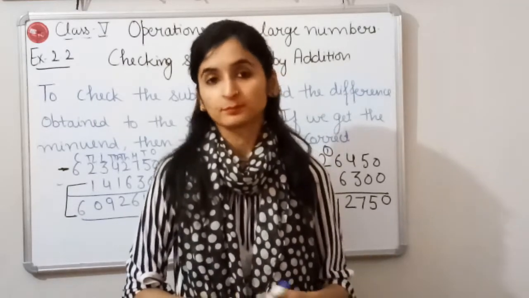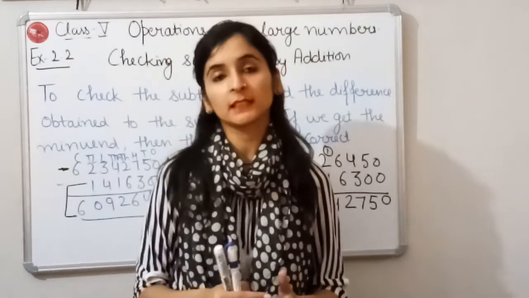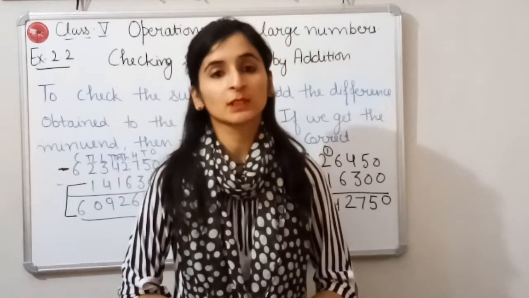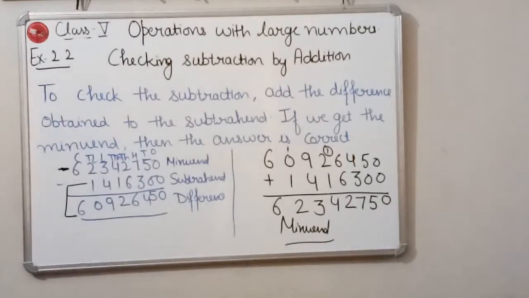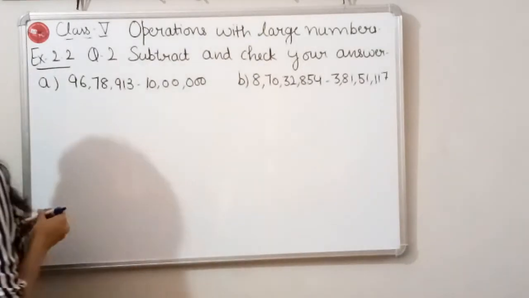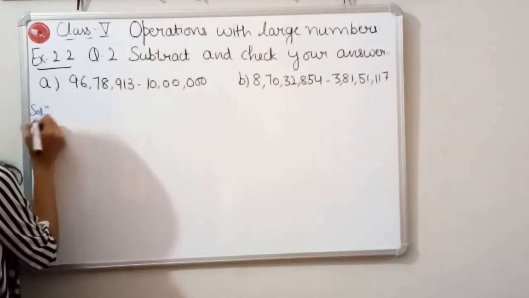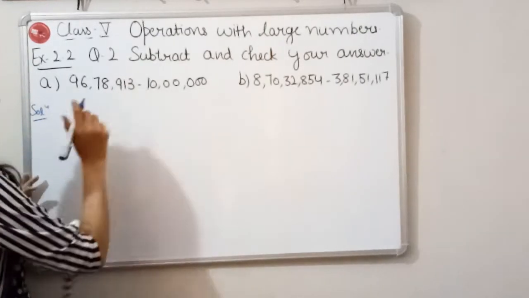Now we will be starting with question number 2. Question number 2 is related to this checking of subtraction only. So let us start with question number 2 now. Question number 2 is: subtract and check your answer. Here we have given this A part. The solution for this will be, firstly we have to arrange in columns. So this minus this.